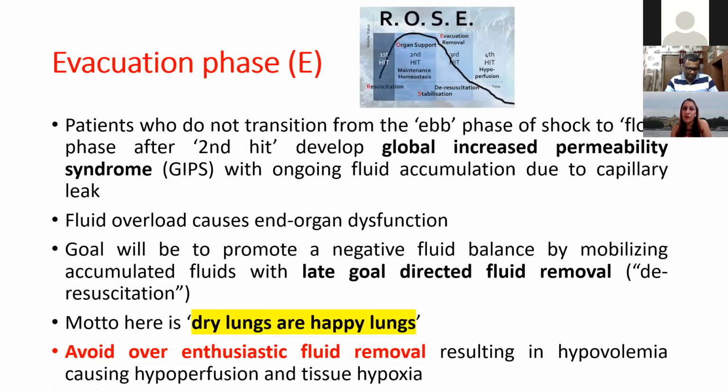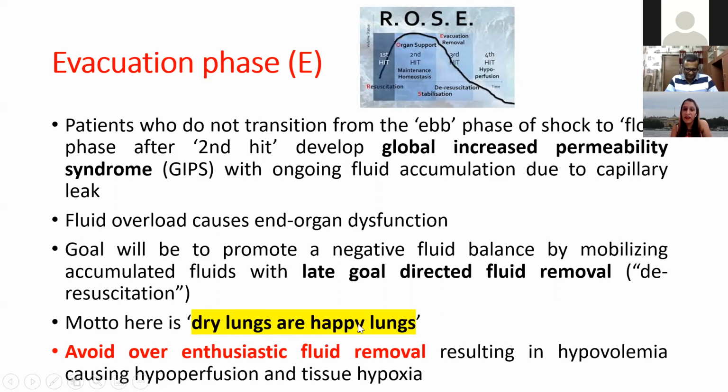The last phase is the evacuation phase. This occurs over days in the later phase. This is important in patients, especially those who do not spontaneously recover. Rather, they do not transit from the ebb phase to the flow phase. Herein they develop the third hit, that is the global increased permeability syndrome, with ongoing fluid accumulation due to capillary leak and fluid overload leading on to organ dysfunction. So the goal here is to promote a negative fluid balance, most probably by mobilizing accumulated fluids with late goal-directed fluid removal. We have to de-resuscitate.